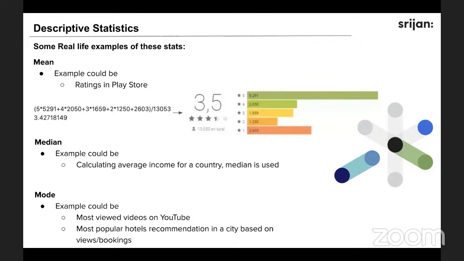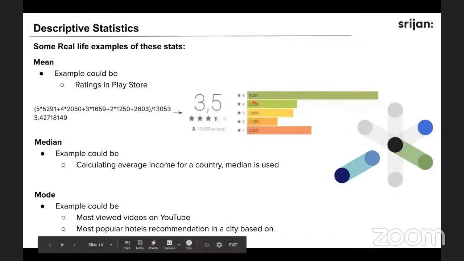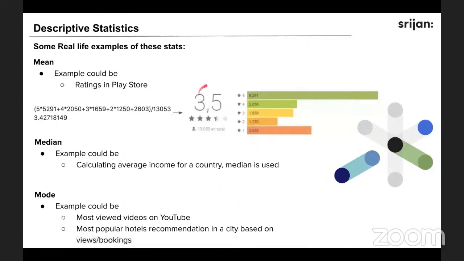Let's say we have 5-star ratings, 4-star ratings, and so on, and these were the users that gave those ratings. We generally see that the Play Store shows us 3.5 or let's say 4. These ratings are calculated through the mean. You can look at the mathematical calculation that I have mentioned here, and we get around 3.42, which if we round off, gives around 3.5.